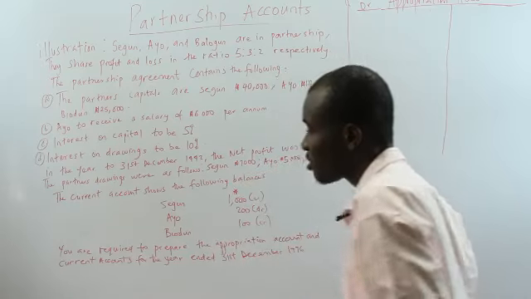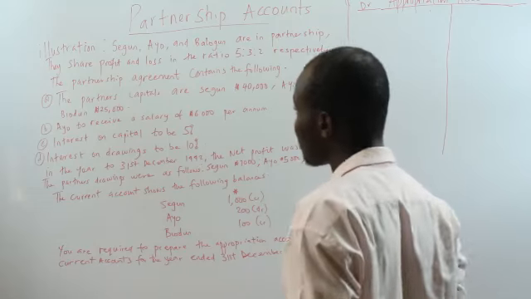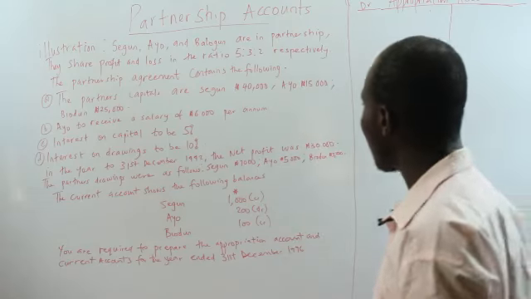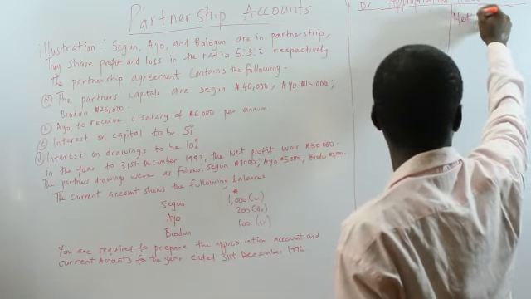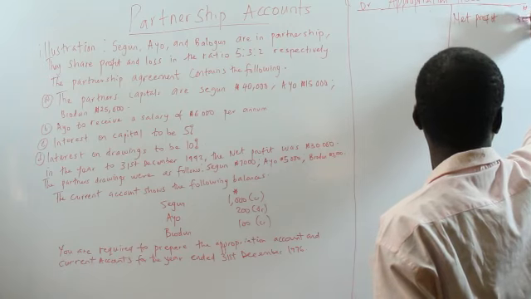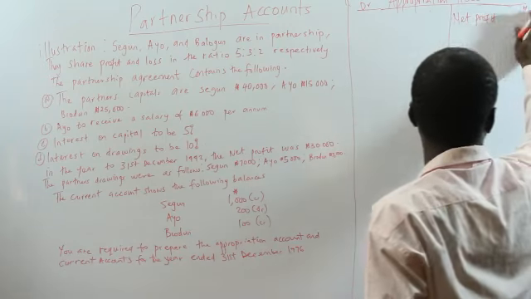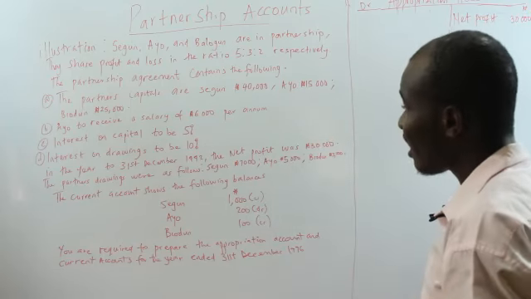So what we're going to do now is we have the appropriation account. The first thing will be the net profit. In the year, the net profit was 30,000 naira. So net profit, we have 30,000 naira.